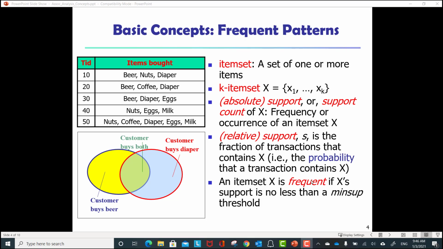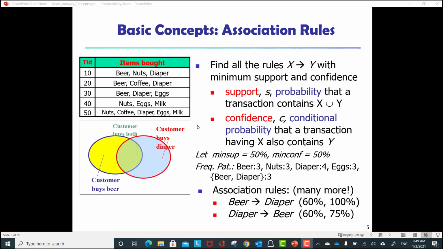So an itemset is frequent if its support is no less than a minimum support threshold, and this minimum support level is what you decide. So depending on the minimum support threshold you set, a certain itemset can be frequent or not. Once we find those frequent itemsets, we may be able to find interesting association rules. So let's look at the next slide.